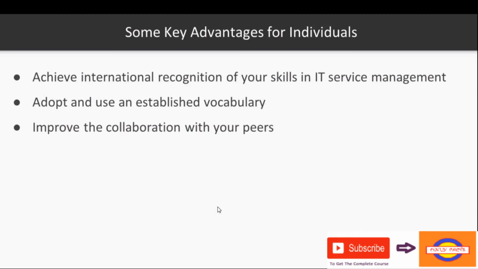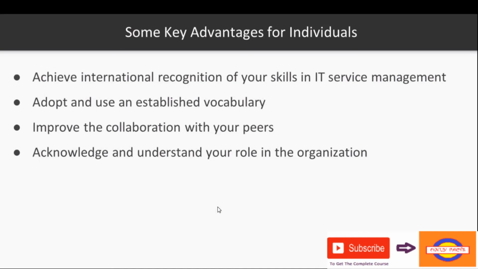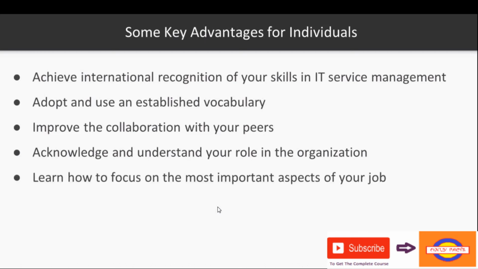It will also help you better collaborate and better communicate with your colleagues, because when you have the same vocabulary, it is easy to interact. It can also help you understand your role better in your organization. You can see the big picture and why exactly you are doing the task that you are doing right now. Learn how to focus on the most important topics of your job.